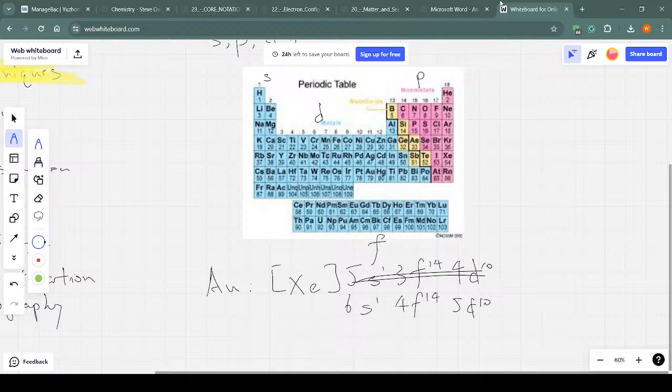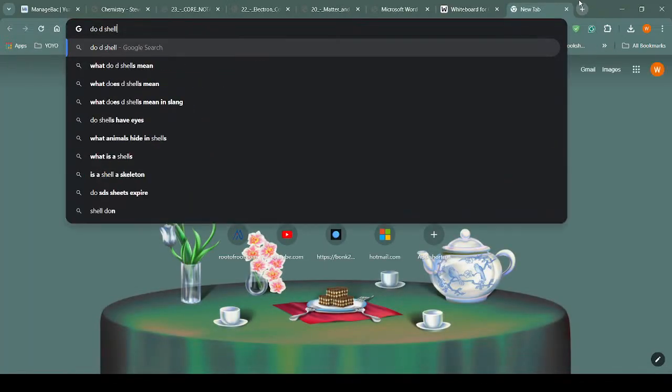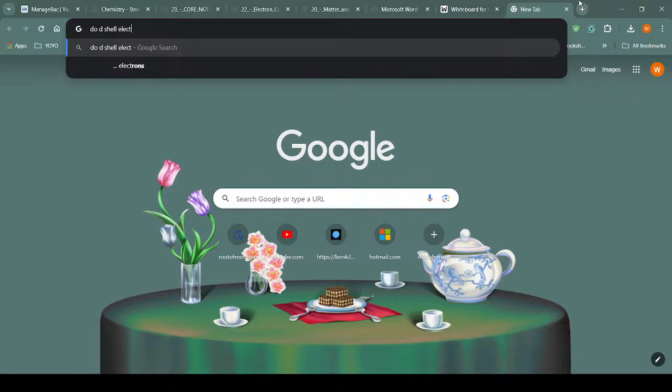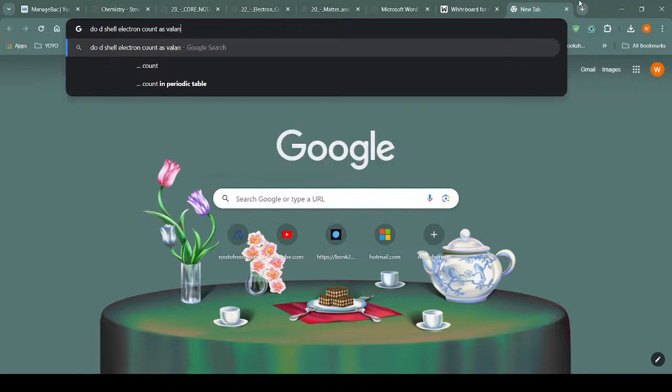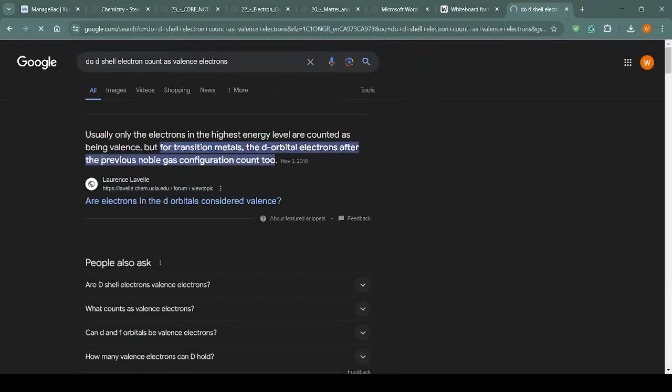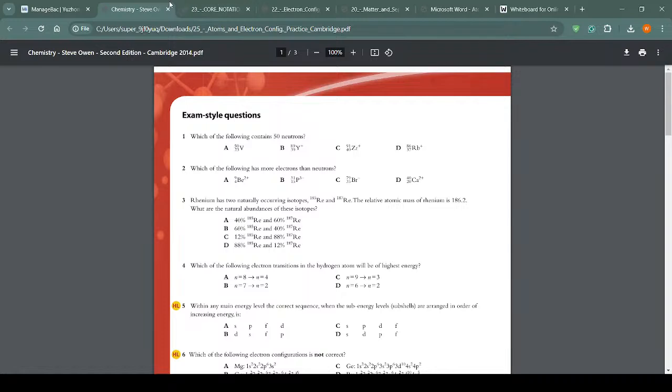So what about stuff in like the D shell? D shell electrons count as valence. Usually only the electrons of the higher energy level, but for transition metals, after the count 2. Okay, so they are valence electrons as well. Okay.